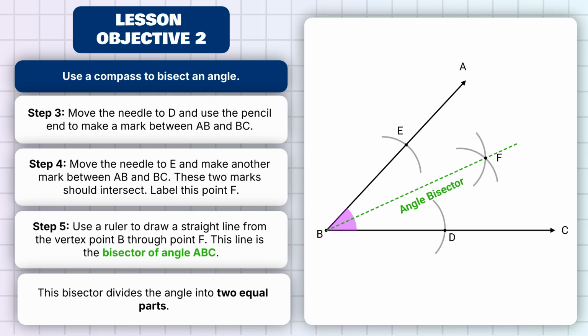So that's a step-by-step explanation of how to bisect an angle using a compass. Well done! Remember, practice makes perfect. So try bisecting different angles using a compass and see how it works.